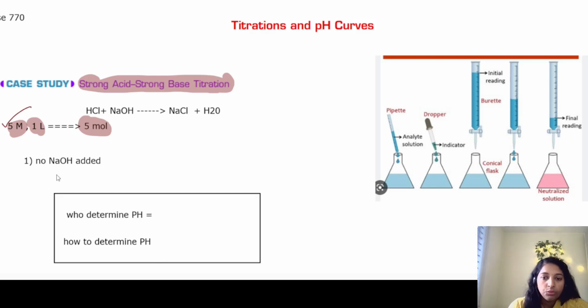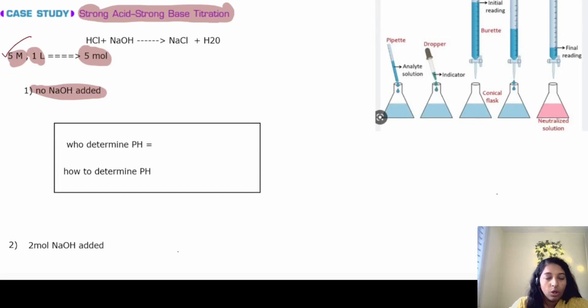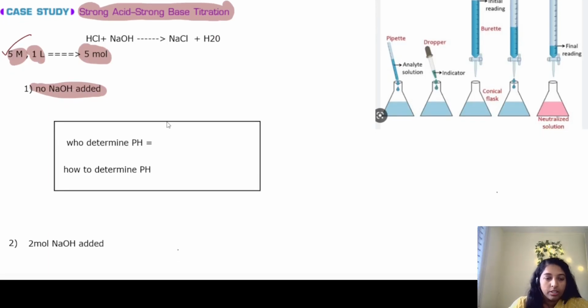Okay, so the first stage of titration, the initial point, if you have not added any NaOH, at that time, who is there in the reaction medium, or who determines the pH? If NaOH is not there, there is no reaction, right? So the reaction medium only contains the HCl. The reaction medium means what we are taking in the conical flask. HCl is the only thing present. So who determines the pH? HCl will determine the pH.